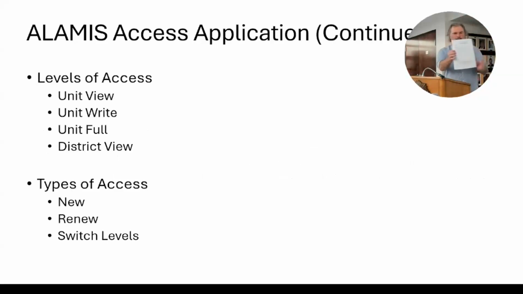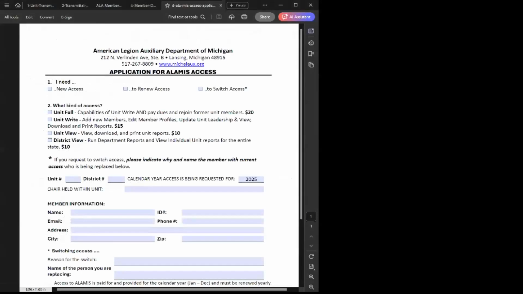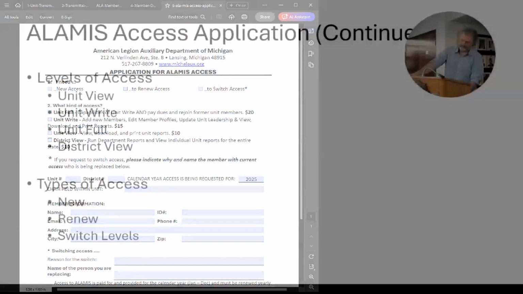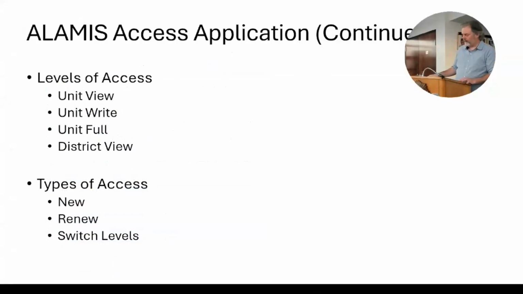All right, that's this one here. One thing I do want to let you know is each unit is allowed to have up to 2 designated users for the ALA-MIS access. So 2 people from your unit, you cannot have a third person. If a third person tries to get access and 2 people already have access, that person will not get access. So there are different levels and different types of access. And we're going to break them down individually.